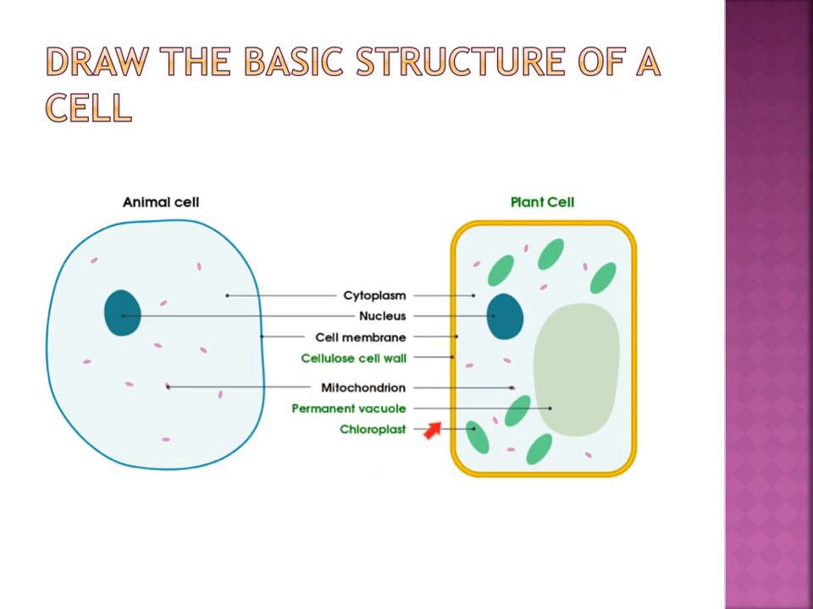Plant cells have a large vacuole to help store water, and plant cells also have chloroplasts that help with the process of photosynthesis. There are other organelles not in this picture that we will talk about throughout the school year, but here are just a couple examples.